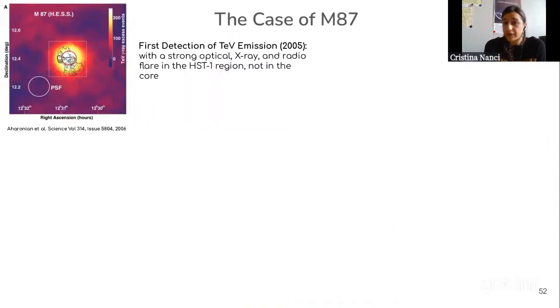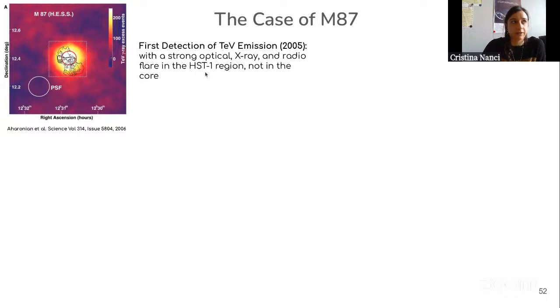So the case of M87: this is not a blazar, this is a radio galaxy that is very interesting from a TeV point of view, because we usually cannot observe radio galaxies at this energy range. Indeed, the source was detected during a flaring activity by the H.E.S.S. collaboration in 2005. And the flaring activity at TeV energy range was found in coincidence with the optical, X-ray, and radio flare that was occurring in the HST-1 region.